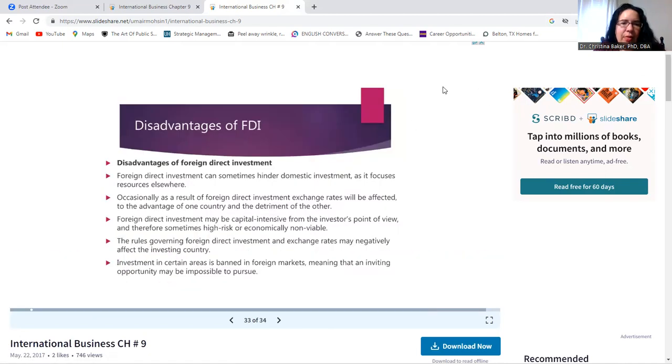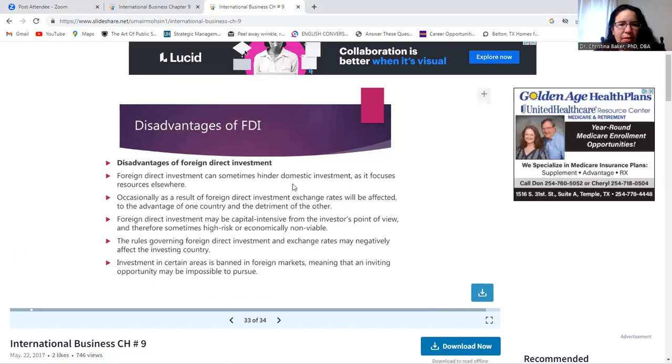And the disadvantages of foreign direct investment. Foreign direct investment can sometimes hinder domestic investment as it focuses resources elsewhere. Occasionally, as a result of foreign direct investment, exchange rates will be affected, to the advantage of one country and the detriment of another. Foreign direct investment may be capital intensive from the investor's point of view, and therefore sometimes a high-risk economy is non-viable. And there are the rules governing foreign direct investment. Exchange rates may negatively affect the investing country. Investment in certain areas is banned in foreign markets, meaning an inviting opportunity may not be possible to pursue.